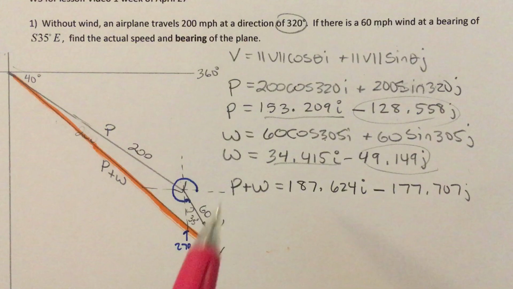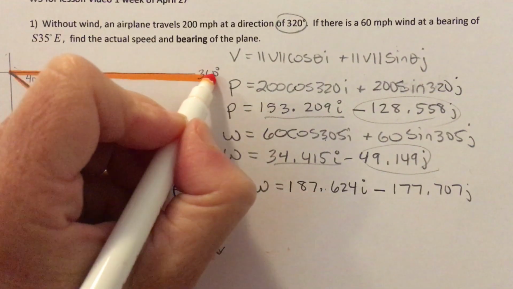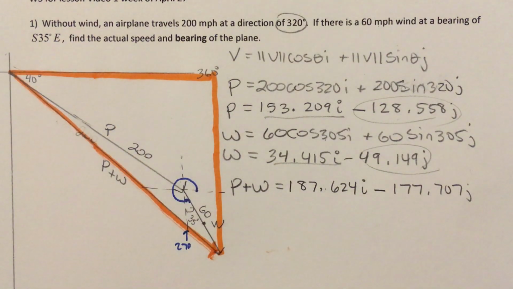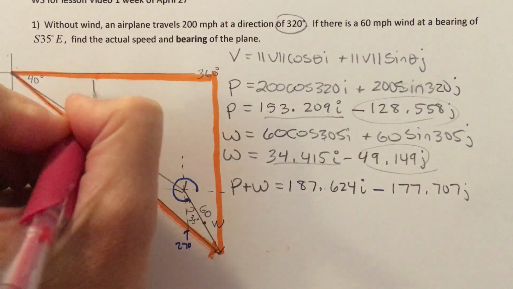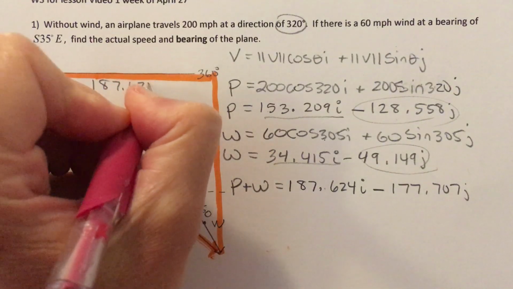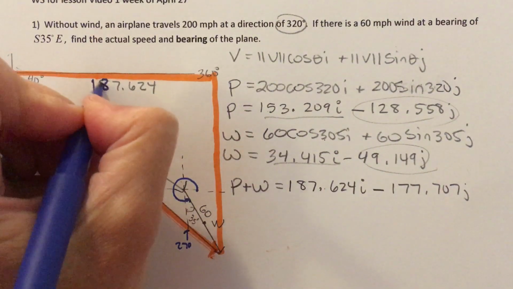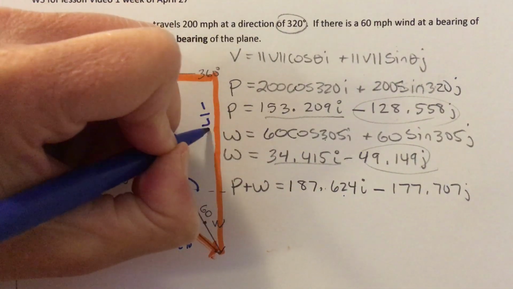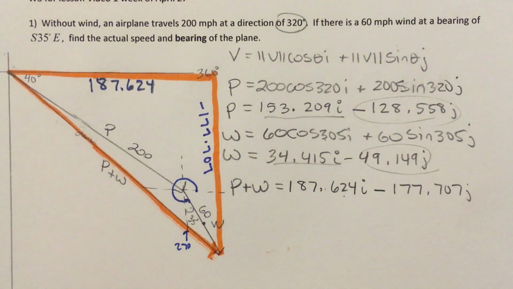So this represents the components of my orange one. What I'm going to do is draw a giant right triangle that has my orange vector as the hypotenuse, like this. Now that I have my vector, this tells me the components. So I know that 187 is how far that is. Let me do that in a brighter color so you can see it. 187.624, right here's the i part. And then negative 177.707 is the j part. So drawing a really good picture is pretty important in these problems.